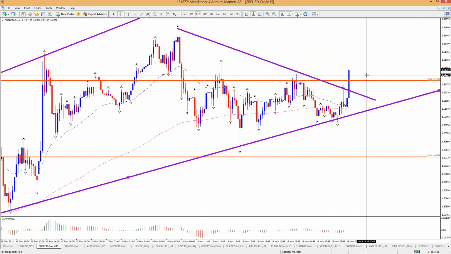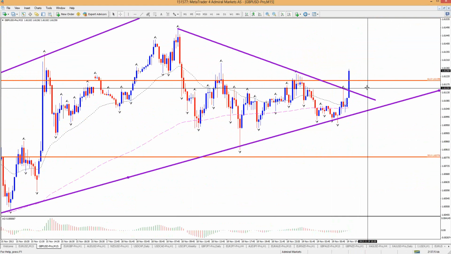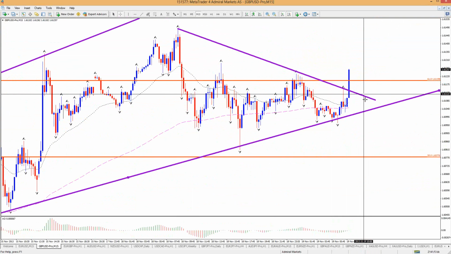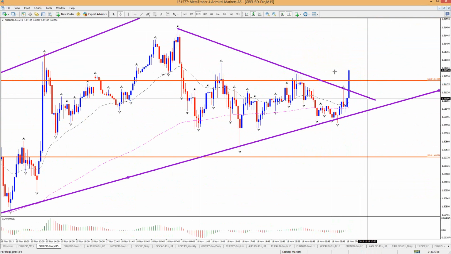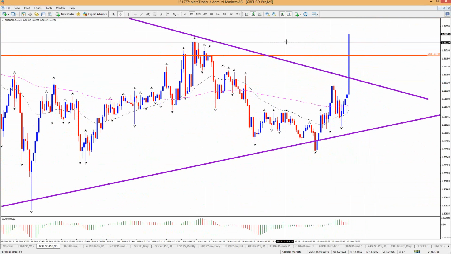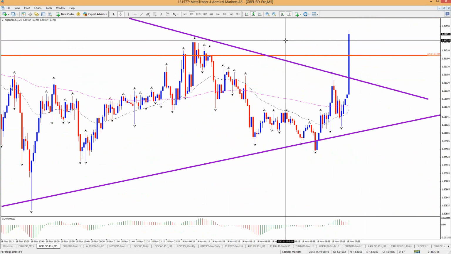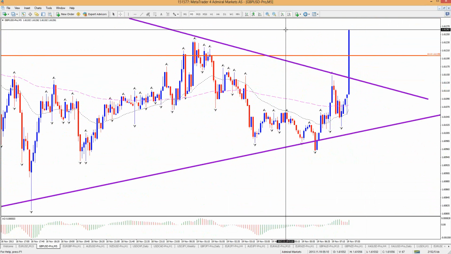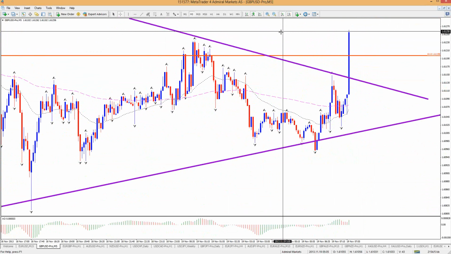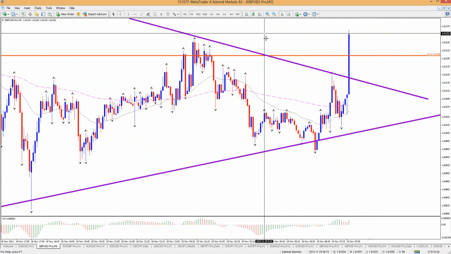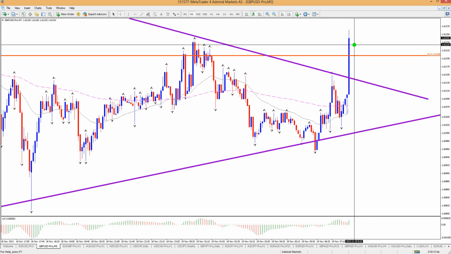Let's see. Maybe a small hook back to 161.10 could be interesting. Sorry about that. So it is breaking to the upside, but don't forget that the pound dollar, especially early in the morning, will make spikes up and down. So there's no need to jump in when it's moving at its fastest, in my opinion.